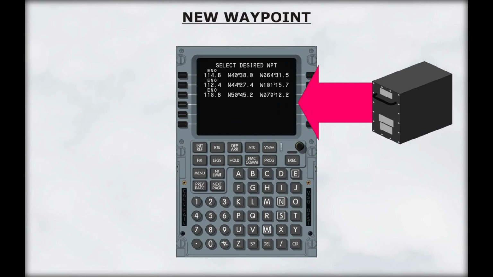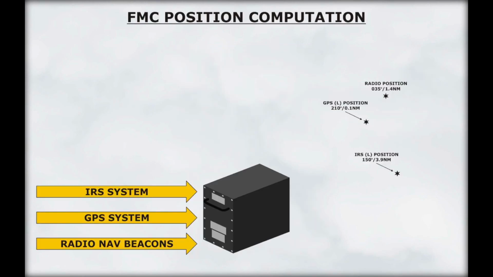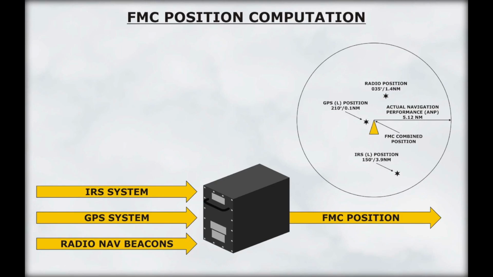If a point that does not exist in the database is entered in the flight plan, the FMC will automatically create a new waypoint. The FMC will prompt the pilot to define the new waypoint using coordinates or by defining the new waypoint in relation to an existing waypoint. Let's examine how the FMC computes a position. The FMC determines the aircraft's position by combining information received from the Inertial Reference System, the GPS system, and radio navigation beacons when available.